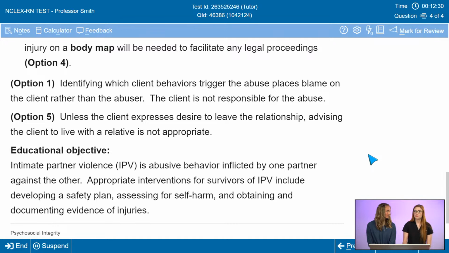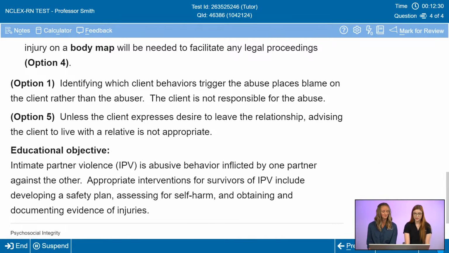And same with option 5, we're not going to push them to do things that are out of their comfort zone, that are inappropriate. We are going to work with them to be at a level that is good for them and that makes them feel the safest and gives them the most autonomy over what they're doing. So definitely.